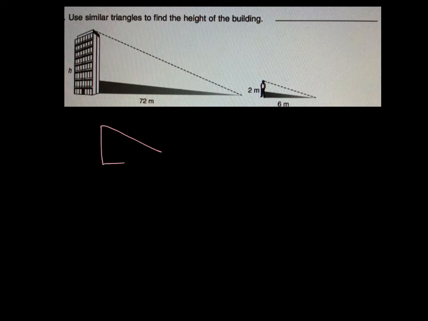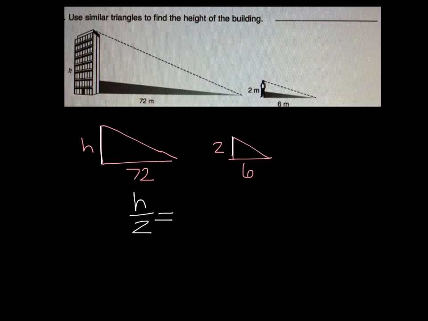You've got your triangle, 72 on the bottom with h on the side, and a similar figure, 6 on the bottom and 2 on the side. We can set up a proportion to find out what h is. I see that h and 2 are corresponding sides, so we're going to set that equal to 72 over 6. So the height of the building over the height of the person is equal to the shadow of the building over the shadow of the person. And now we can use cross multiplication or another strategy that you know to find the height of the building.